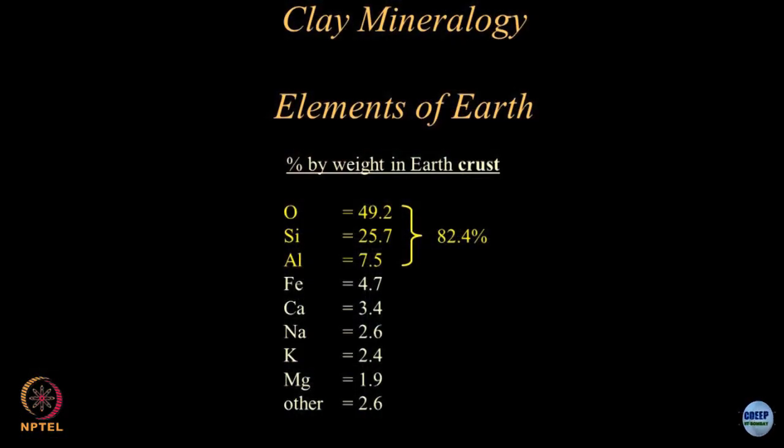Normally, please take some time to go through the facilities available in IIT Bombay. Very unique facilities, known as XRD, XRF, SEM. You take a sample of the soil, put it in this type of equipment, do the analysis, and you will find the elements we are interested in. We call them percentage by weight: oxygen, silicon, aluminum, iron, calcium, sodium, potassium, magnesium, and others. All right. What you notice is that oxygen, silica, and alumina constitute about 80 to 90% of everything.